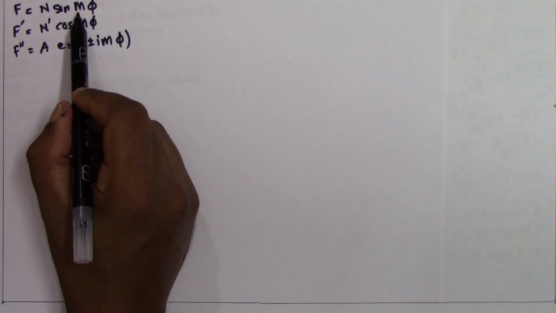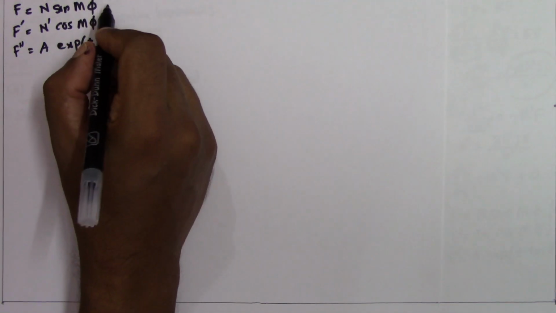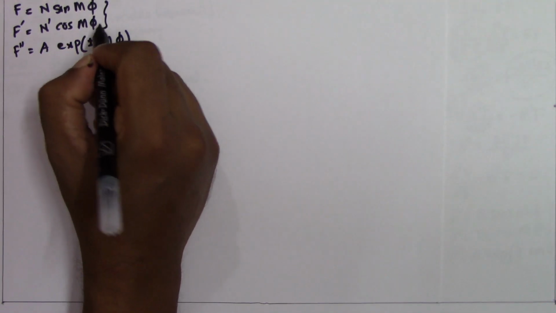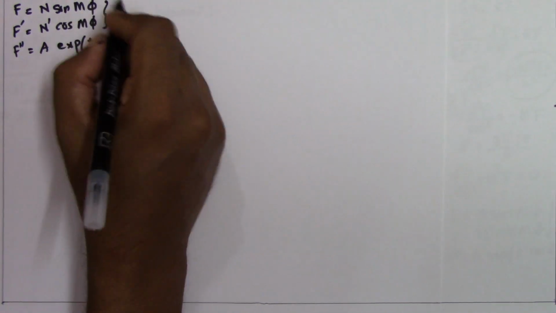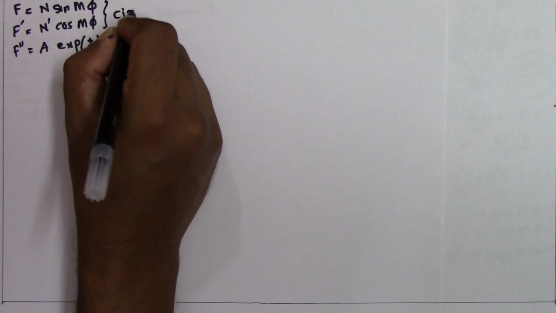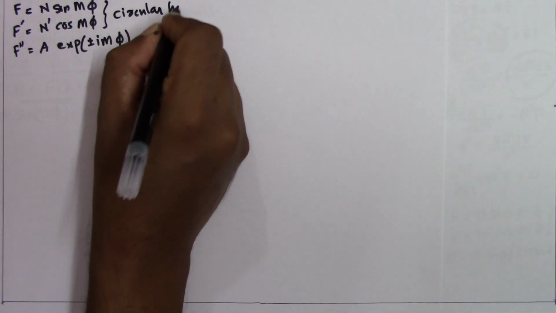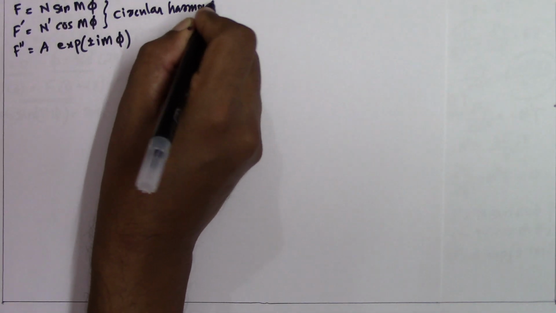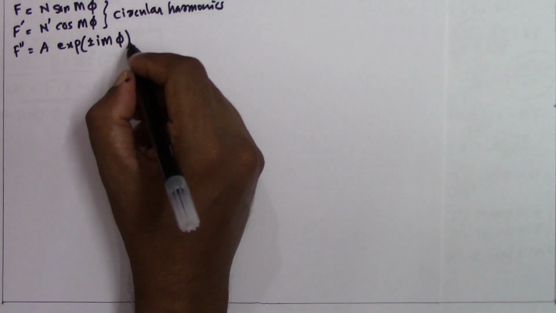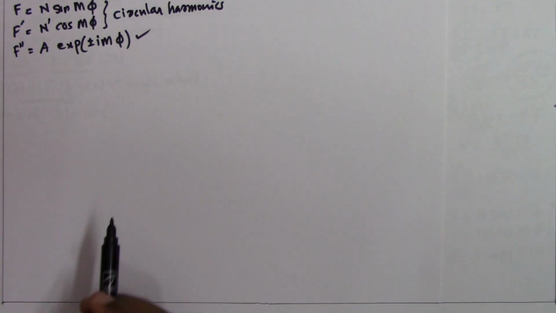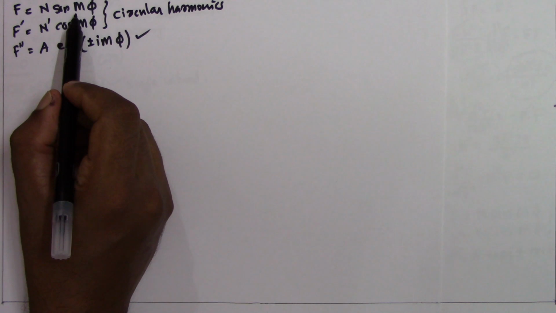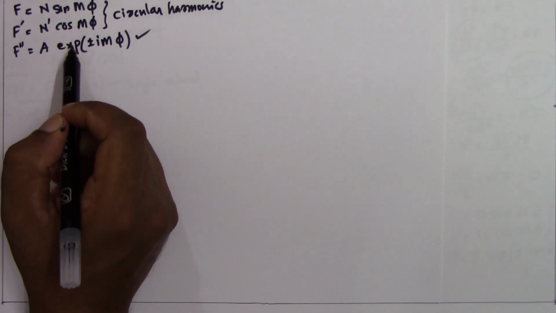And now we have m here in these equations. These are the trigonometric forms. These are the real sets, and these are called circular harmonics. And this one is the imaginary set because it contains i. And we have to find out the possible values of m in these equations.